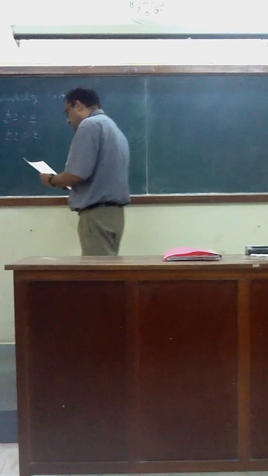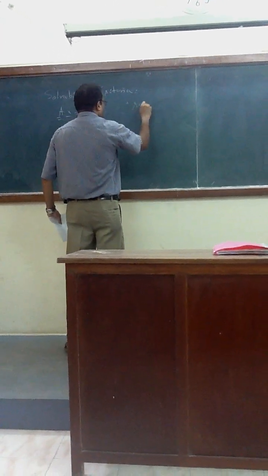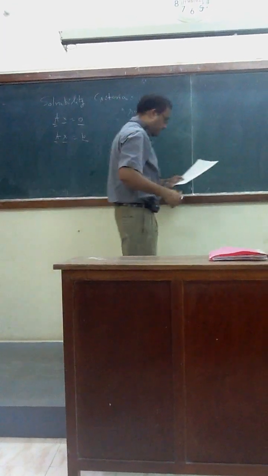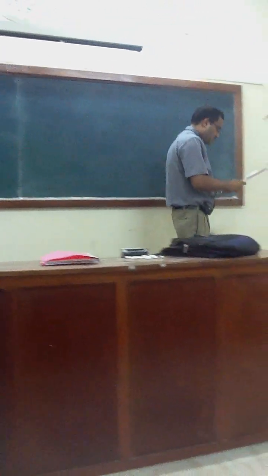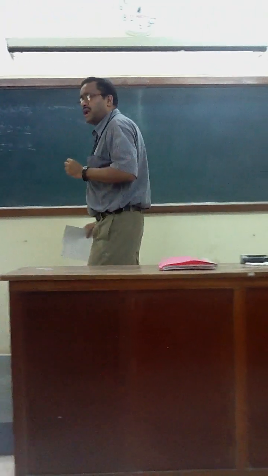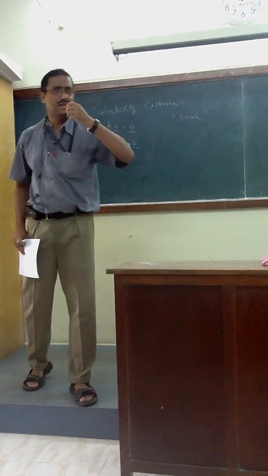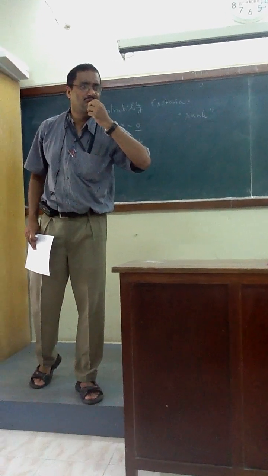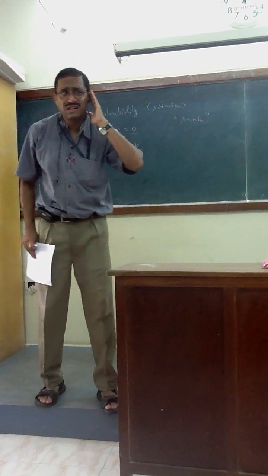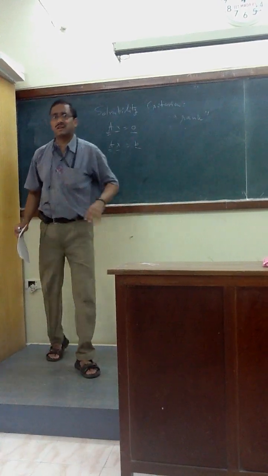So first we talk about something called the rank of a matrix. So what is the rank of a matrix? How to define the rank of a matrix? Only one hand, please. Yes. The largest square submatrix whose determinant is not zero. What is that? It is not a clear definition.